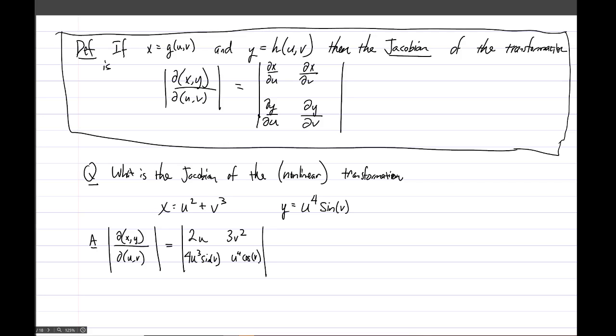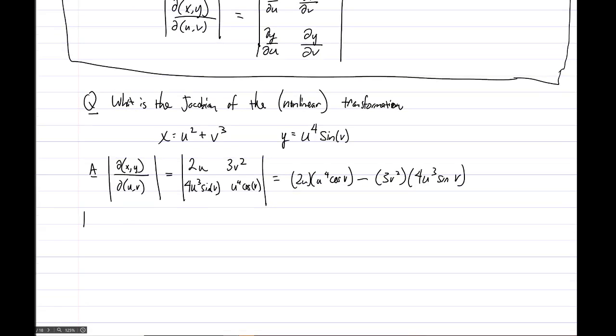And then we need to take a determinant, yeah? So it'll be this 2u times u to the 4th cosine of v, then minus 3v squared times 4u cubed sine of v. Of course, you could do things like clean up u times u to the 4th as u to the 5th. We're not going to bother with that right now.